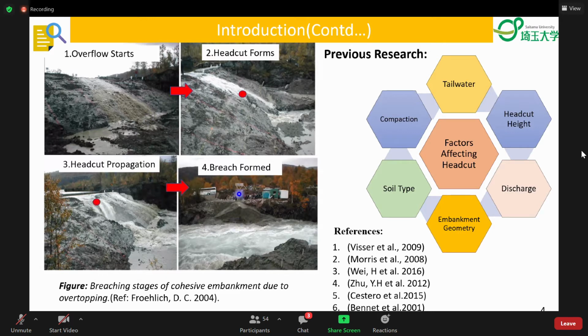So from this photo, we can see the total time required to form a breach is dependent on head cut formation and its migration. And that time is very important for flood evacuation planning. That is why head cut migration is a key interest to hydraulic researchers. Previously, many geotechnical and hydraulic factors that affect head cut have been studied by several researchers. But still, complete understanding of head cut erosion phenomena is far from mature.